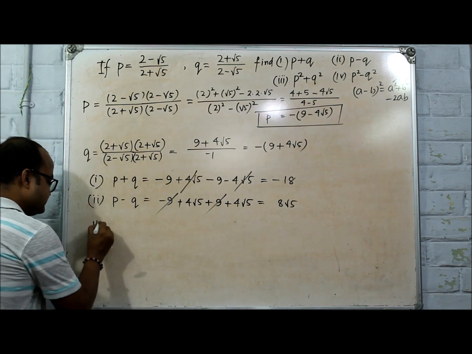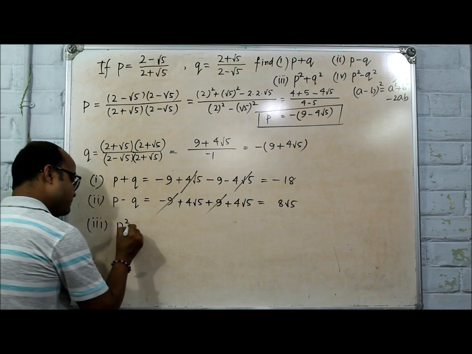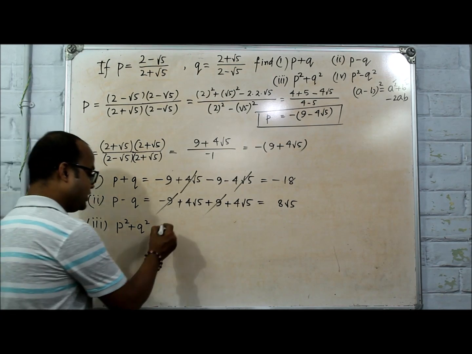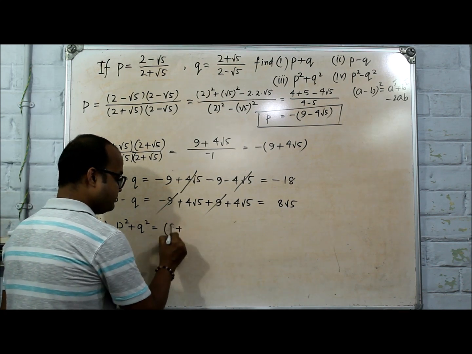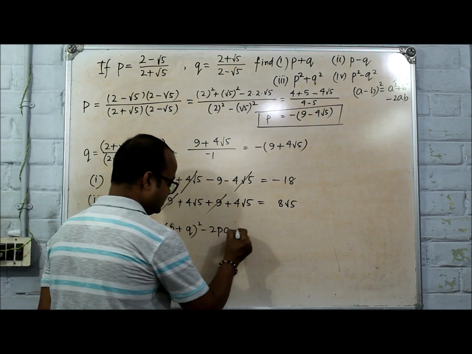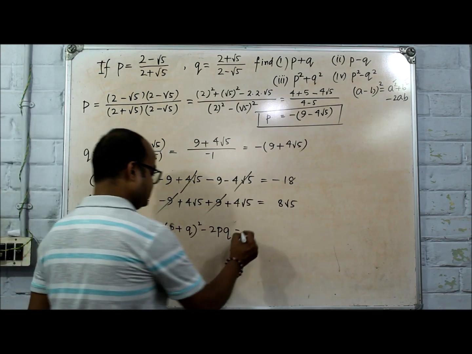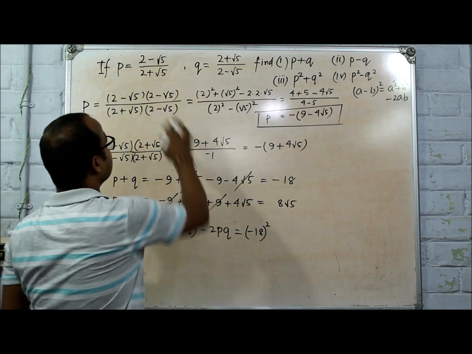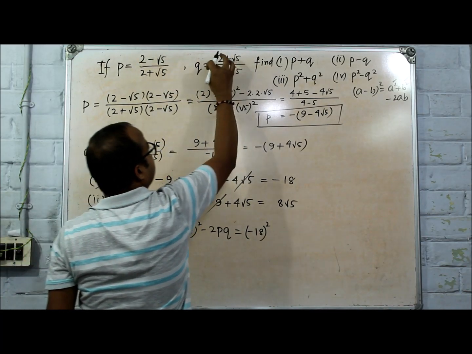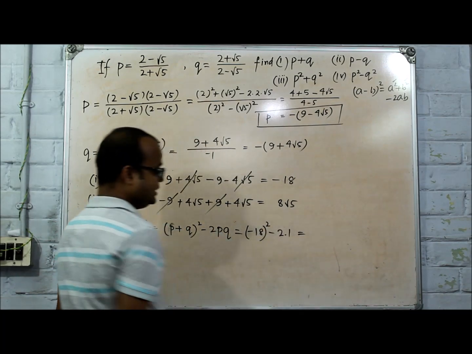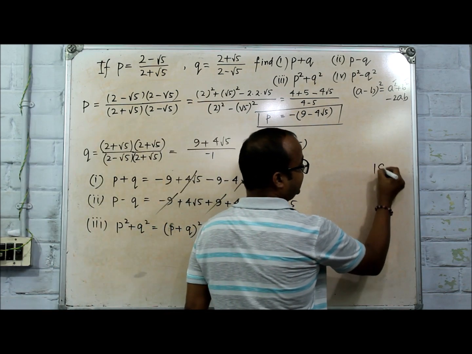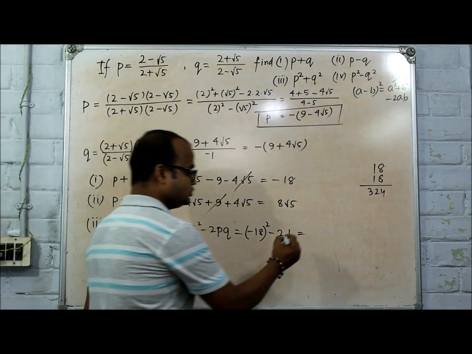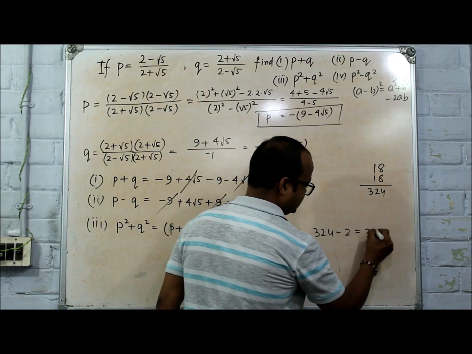We will take the third part, P square plus Q square. If you remember the last sum, we applied this one, a square plus b square formula. So you may apply a plus b, that is p plus q square minus 2pq. Now p plus q is equal to minus 18. So we will substitute minus 18 square, and P and Q, as I mentioned earlier, these two are reciprocal. So if you multiply, this denominator will get cancelled with this numerator and this numerator with this denominator. So minus 2 into 1, minus 18 square. So if you multiply 18 into 18, you will get 324. So 324 minus 2, that is 322.